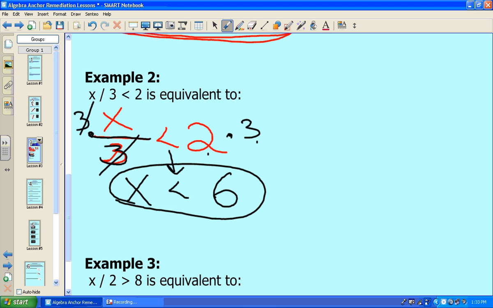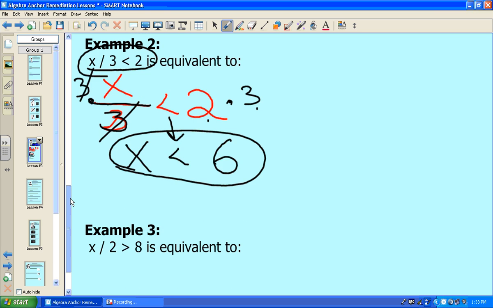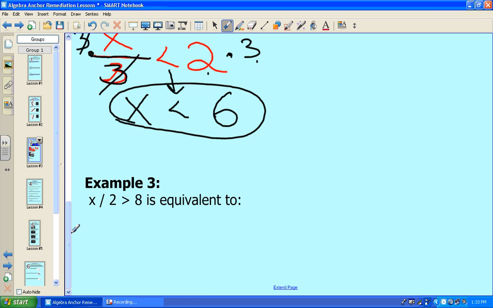That means any number that's less than 6, such as 0, 1, 2, 3, 4, or 5, will make this original problem true. Okay? At this point, stop the video and try example 3 yourself, and then come back and check.